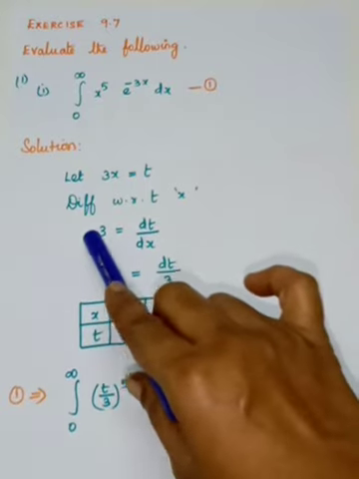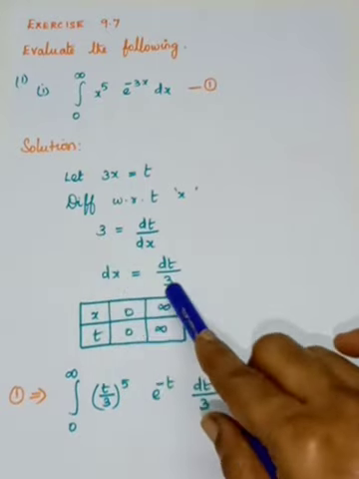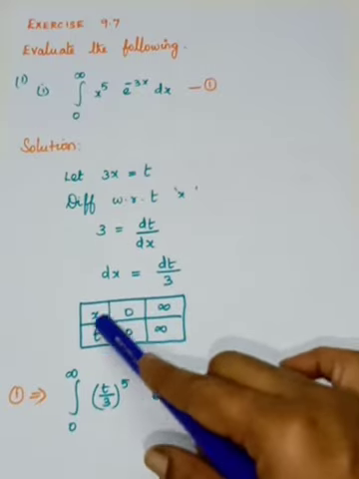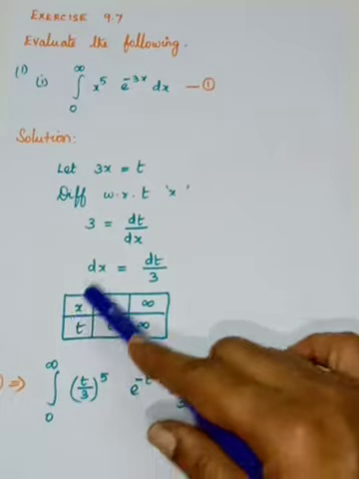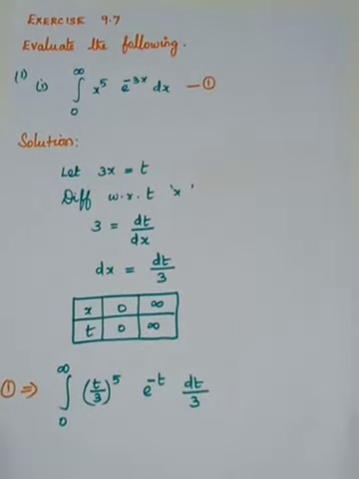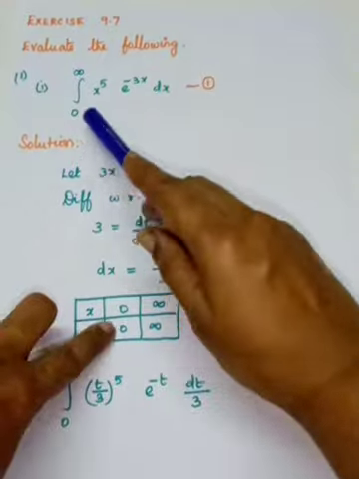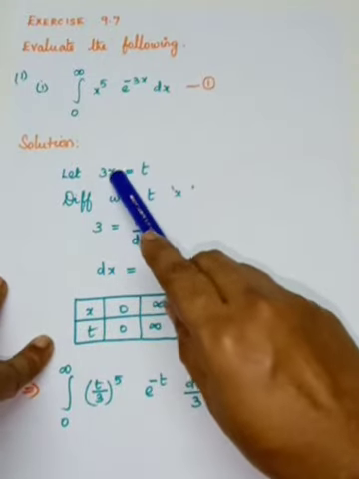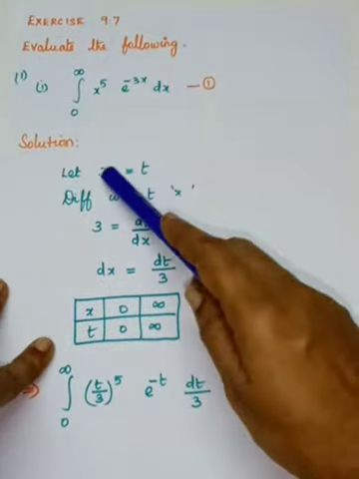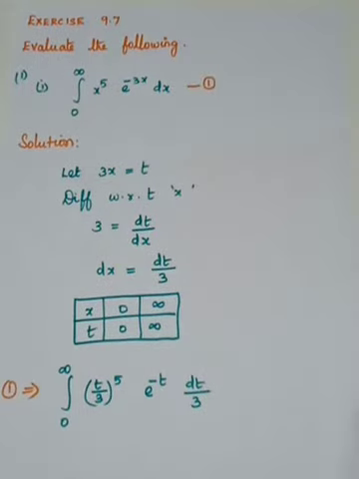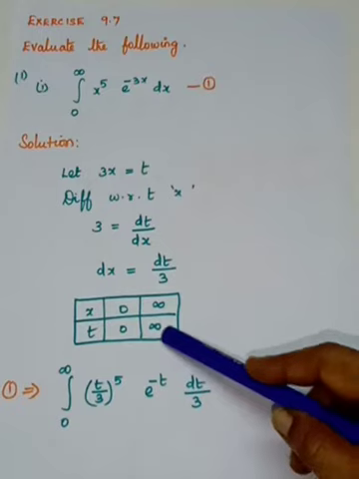So dx you have to bring it to the left hand side and 3 has to be brought to the right hand side. So dx is equal to dt by 3, and you have to change the limit also. Limit is in terms of x, you have to convert in terms of t. So x is equal to 0. If you substitute 0, 3 into 0 is 0. If you substitute x as infinity, you should not write 3 infinity. Infinity is indeterminate, so you have to use infinity.